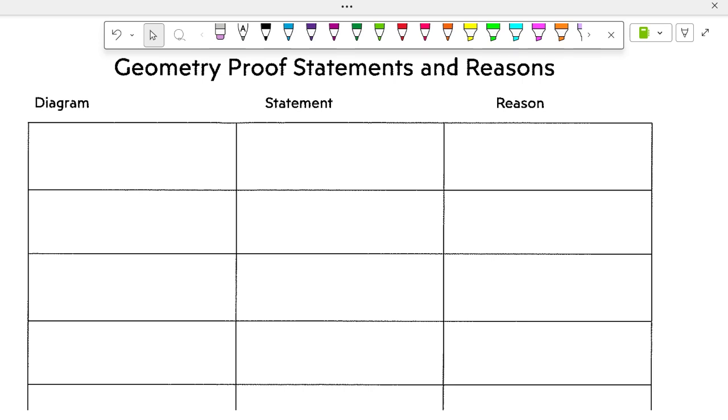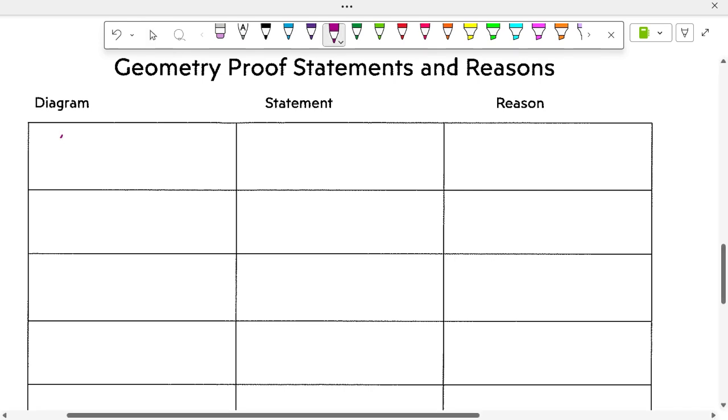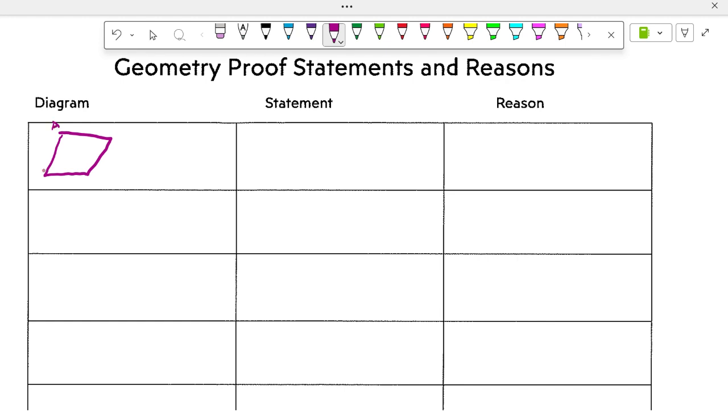All right. So the first one is, let's say that I have a shape, I'm going to call it ABCD, and there's a line drawn from B to D. I can say that side BD is congruent to side BD. Now, why do you think I can say that? Where would that come in handy?